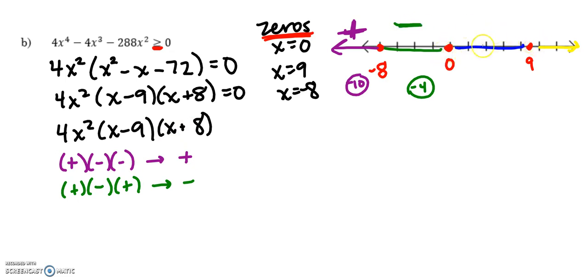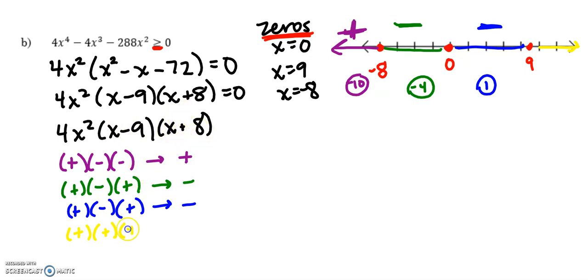Picking a number between 0 and 9, I'm going to choose 1. So 4 times 1 squared is positive. This will be negative. This will be positive. Overall negative. And then yellow, a number greater than 9, let's say 10. This will be positive. 10 minus 9 is now positive. Finally, that term changed. And 10 plus 8 is definitely positive. Positive times positive makes a positive.